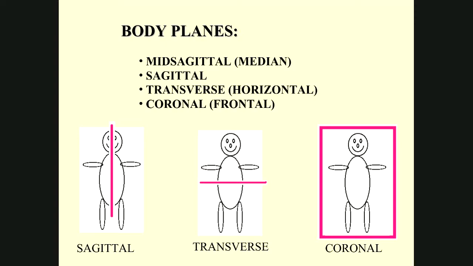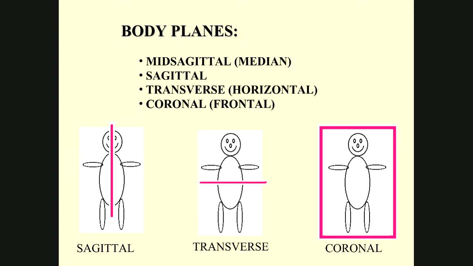So when you look at an organ that's been cut and a picture was taken of it, you really have to know how it was cut. Was it a transverse section? Was it a sagittal section or a coronal section? You need that to get a full understanding of what you look at.